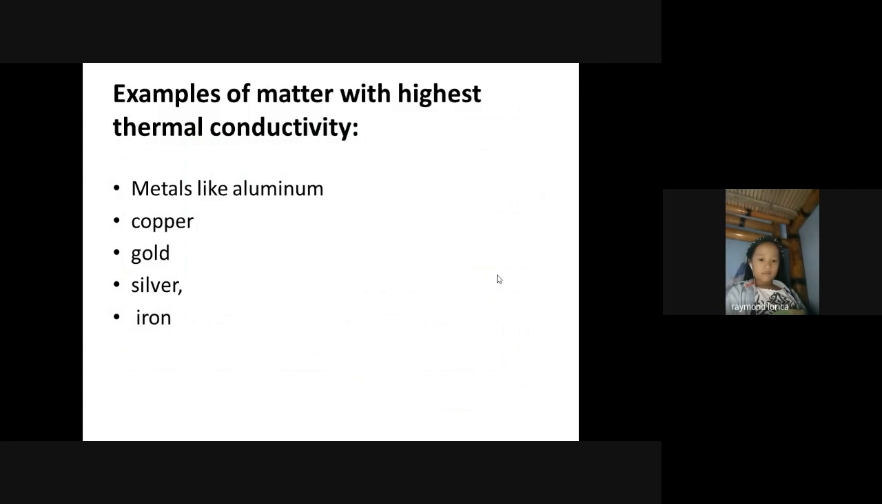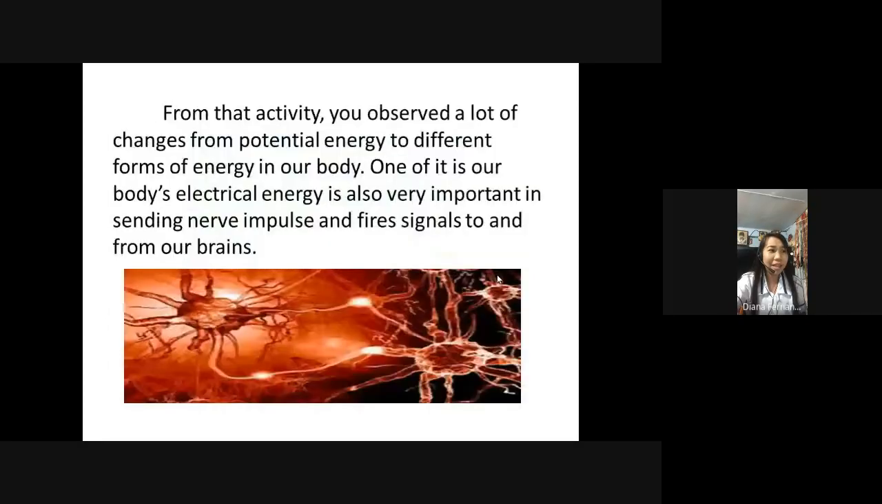So we have metals like aluminum, copper, gold, silver, and iron. So, yan ang mga madaling kapitan ng electricity, mga metals. Bakit kaya?